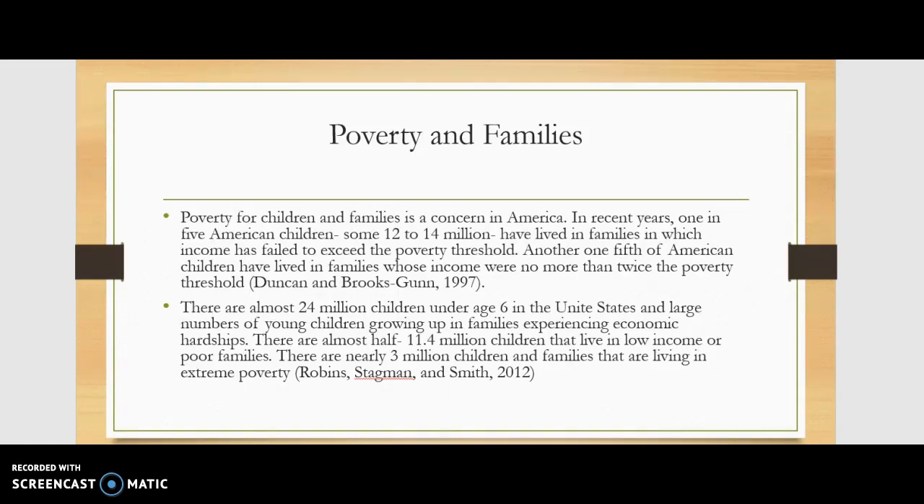According to Robbins, Stagman, and Smith in 2012, there are almost 24 million children under the age of 6 in the United States. Oops, and I see there's a typo there. And large numbers of young children are growing up in families who experience economic hardships. So there are almost half, 11.4 million children, that live in low income or poor families. That's nearly 3 million children and families that are living in extreme poverty.